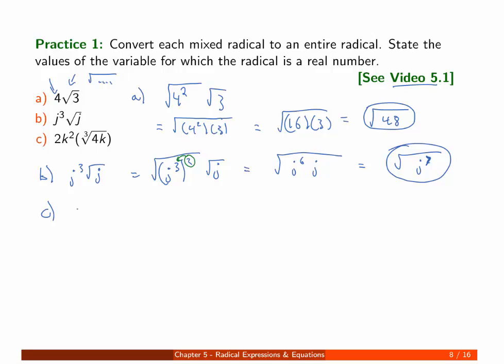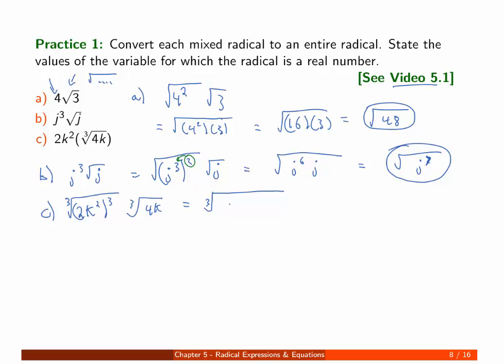So this time I'm going to cube everything and then take the cube root, okay, which will give me back the same expression, all times cube root 4k, which in this case I get to write everything underneath this cube root. I'm going to simplify it right away.